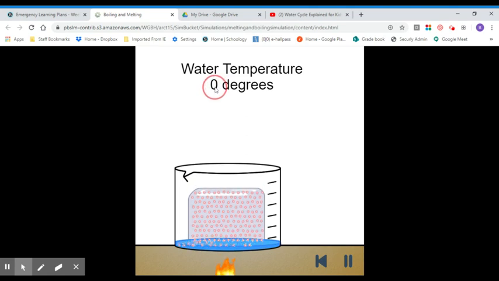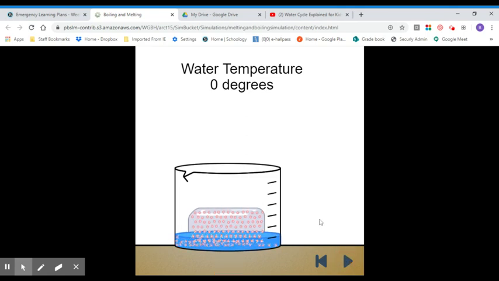Notice that the temperature does not change even though the solid is changing to a liquid. It seems like it should change. Well, it doesn't change because while water is still in the form of ice, all of the heat energy is going into breaking the bonds of the ice molecules. And only when all of those bonds of the ice are broken can the heat then go to making the water hotter and hotter and hotter.